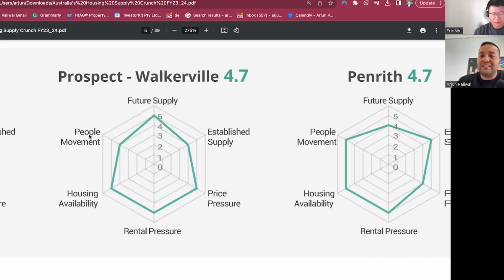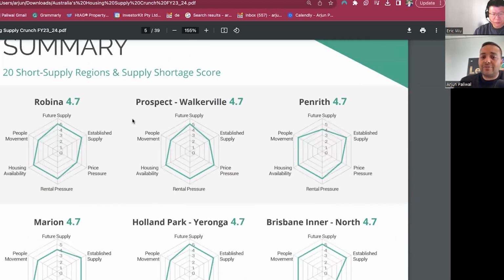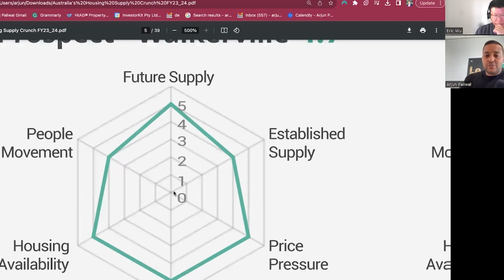And this is how we selected 20 regions, and we scored them out of 5, with how stretched the curve is to the 5 on the end is how strong the data point is. So sometimes it can be confusing. You see future supply high, thinking a high score means high supply. It's actually the opposite. High score means very low supply of building and construction.